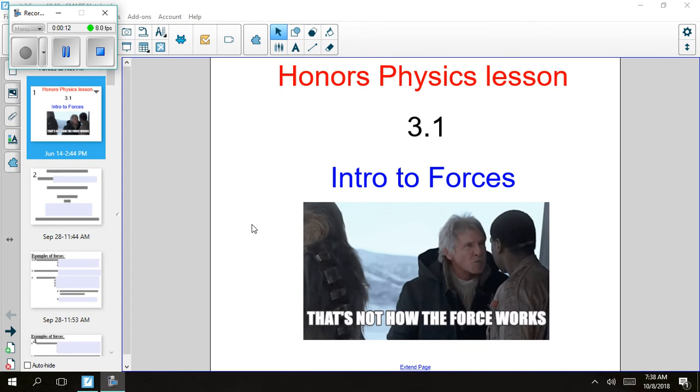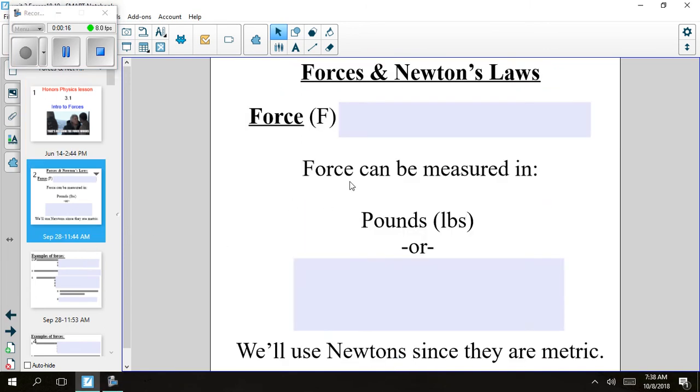Honors Physics Lesson 3.1, Intro to Forces. Alright, so first, we talked about this earlier in the semester, and I told you we'd be coming back to it because it was very, very important, and it is. So a force is a push or a pull.